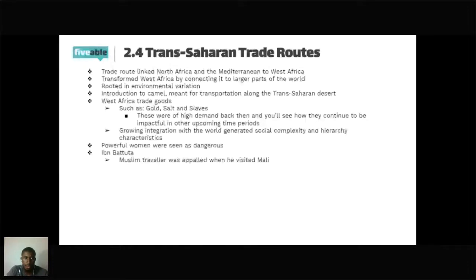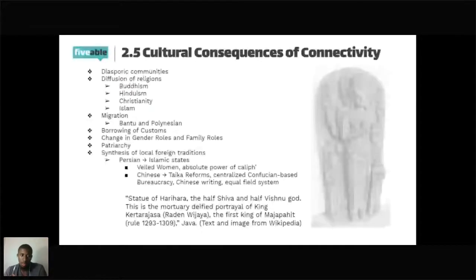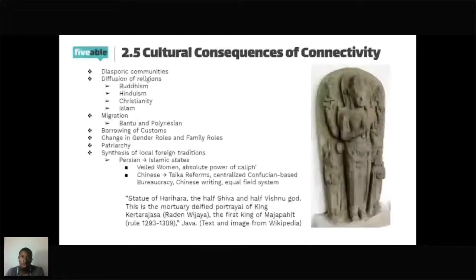Next, we have 2.5, which is all about cultural consequences of connectivity, which means the cultural aspects that were impacted by the connections that were formed during this time, all about trade routes.